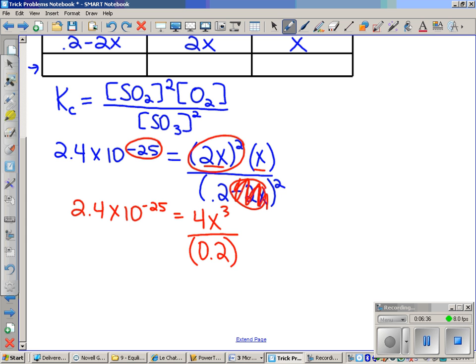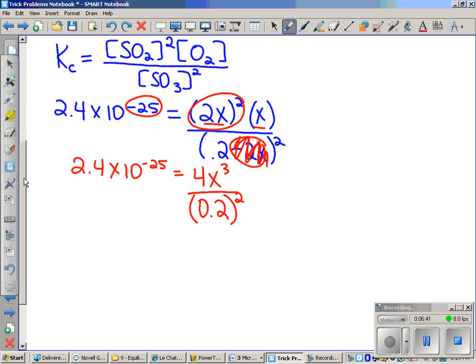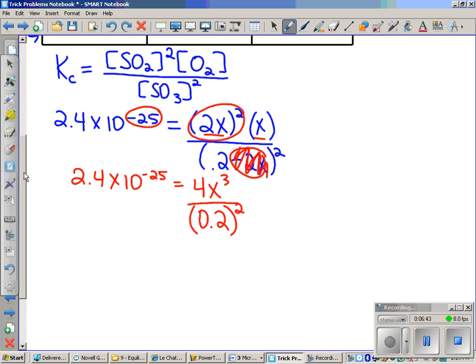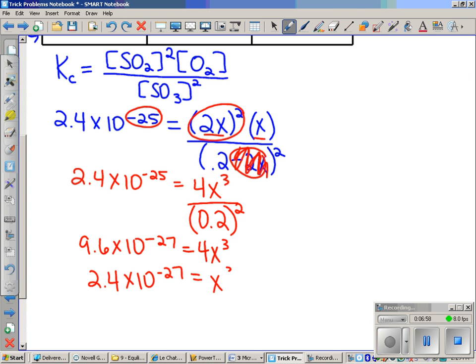Then you are going, ooh, actually this is over 0.2 squared. Almost forgot that. Then you are going to cross multiply. So I'm going to do 0.2 squared times 2.4 times 10 to the negative 25th, and I get 9.6 times 10 to the negative 27th equals 4x cubed. Okay, then I'm going to divide over the 4. That brings me to 2.4 times 10 to the negative 27 equals x cubed. Then I'm going to take the cube root of both sides, and I get 1.3389 times 10 to the negative 9th.